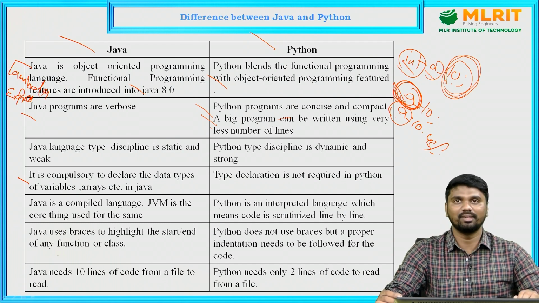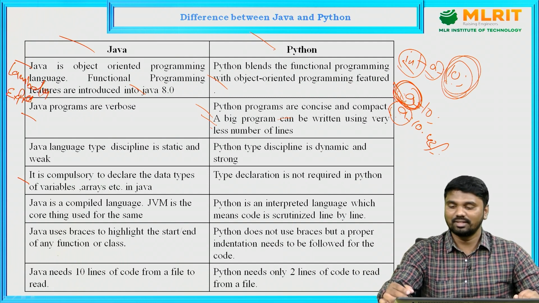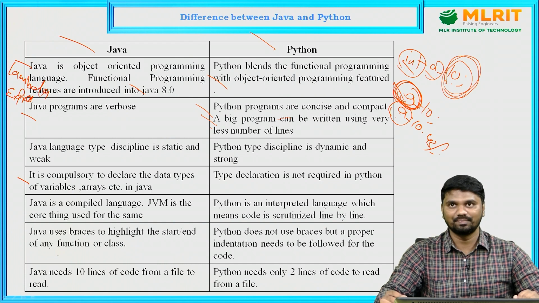So that's why it is a dynamically typed language. We can say it is a strongly typed language. Next, Java is a compiled language and the JVM is the core thing used in Java. Python is an interpreted language. It means it is going to execute the statements line by line.